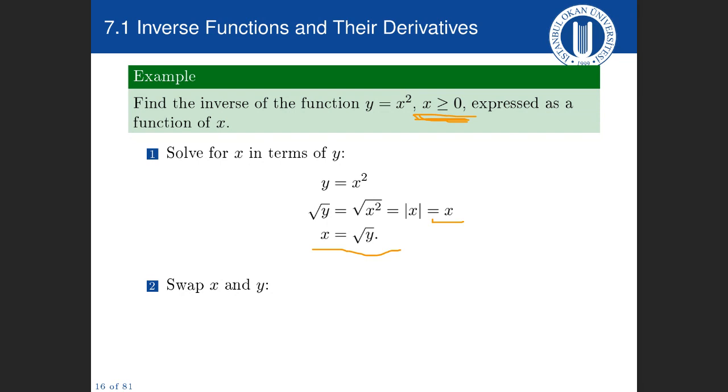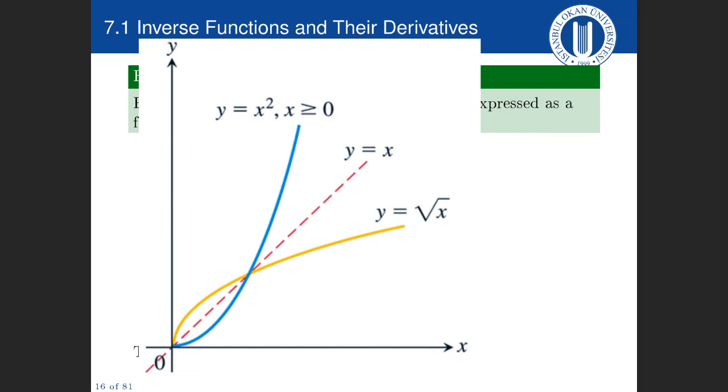Step 2, swap x and y. Instead of x is the square root of y, we want to write y is the square root of x. And then we can answer the inverse of y equal to x squared for x greater than or equal to 0 is y is equal to the square root of x. And again, let me show you the graphs of these functions. This yellow curve is the mirror image of the blue curve if we put a mirror on the pink line.